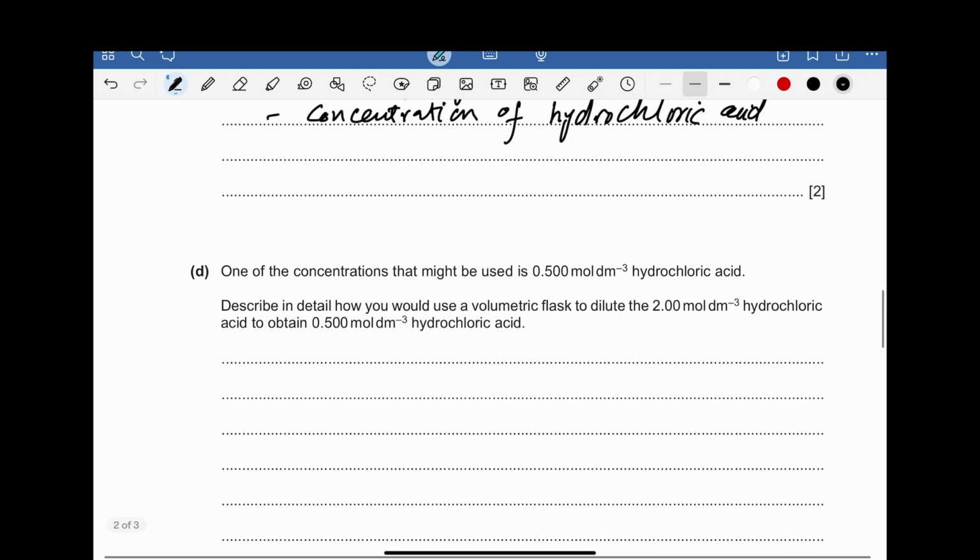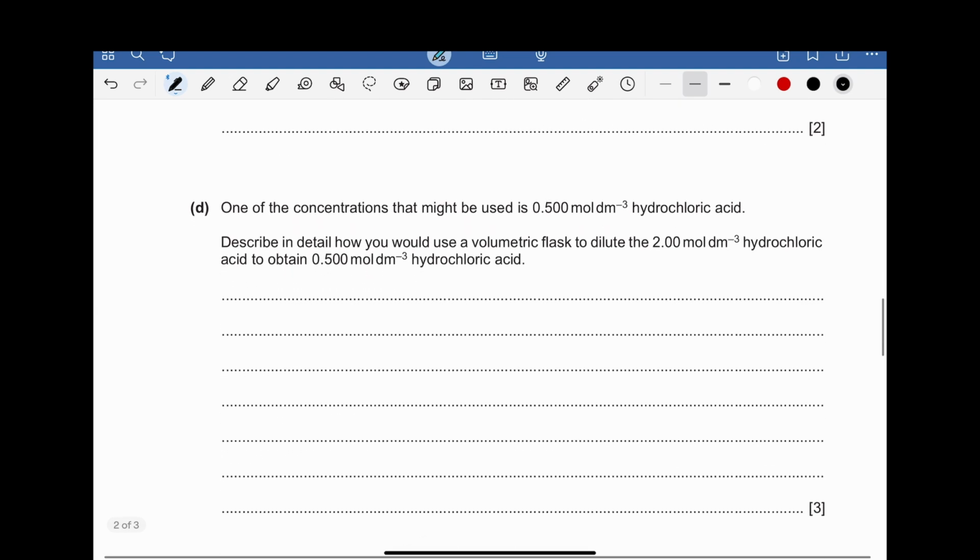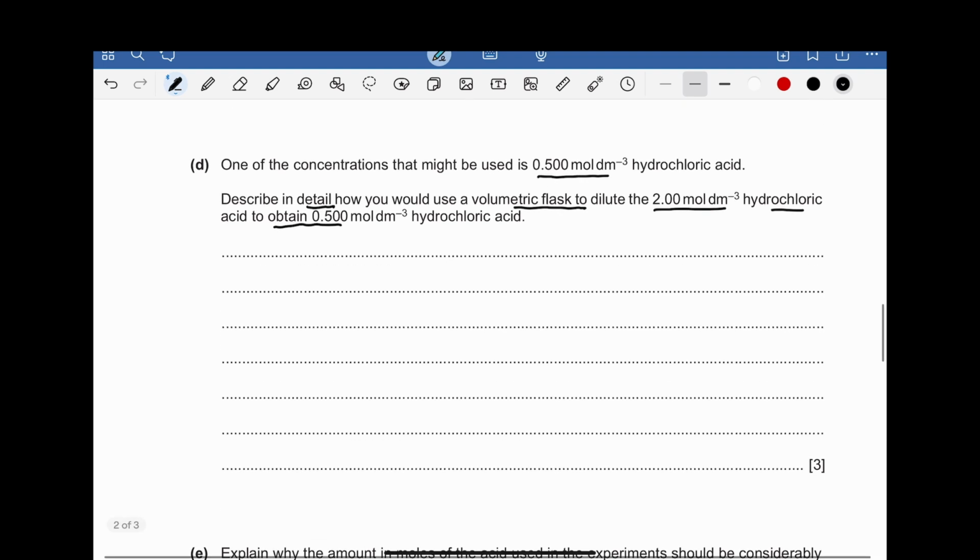D. One of the concentrations that might be used is 0.500 mole per dm cube hydrochloric acid. Describe in detail how you would use a volumetric flask to dilute 2.00 mole per dm cube hydrochloric acid to obtain 0.500 mole per dm cube hydrochloric acid. So this is a question of dilution. How can we dilute 2 mole per dm cube to 0.500 mole per dm cube.